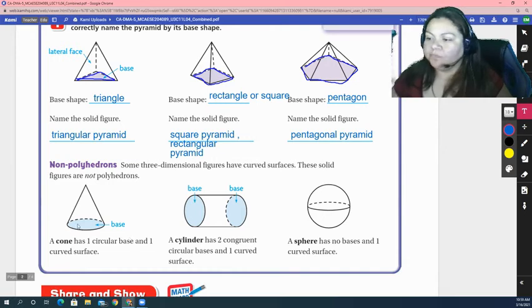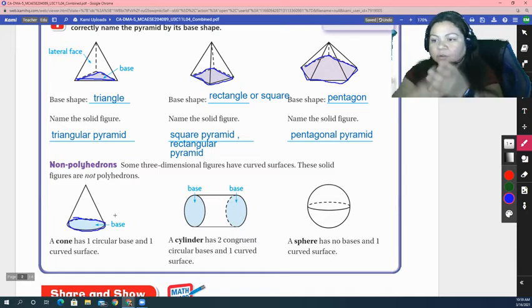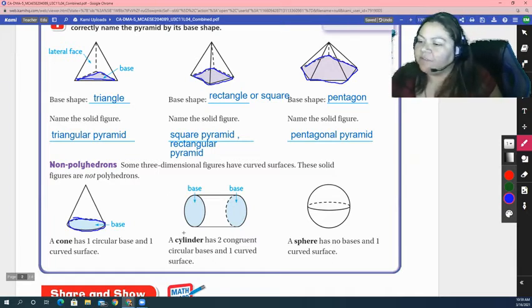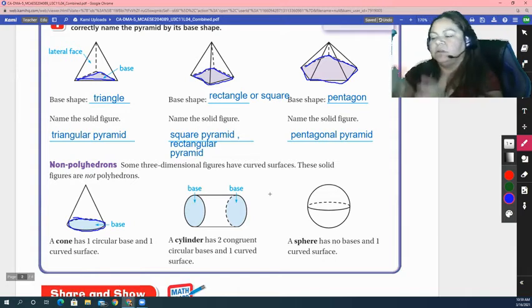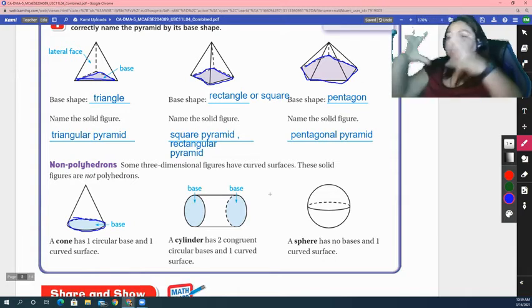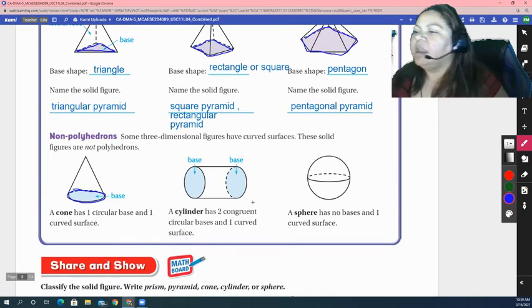So we have a cone. The cone has a circular base, so it's a circle on the base. See, so there's no sides. And they just connect, kind of like a cone where you put your ice cream. Then we have a cylinder, which has two circles as a base, two congruent circles, and the curve is what connects both of those shapes. And then we have the sphere. A sphere is just a sphere. It's a ball, right? And so those are our three non-polyhedrons. All right, that's it for today.